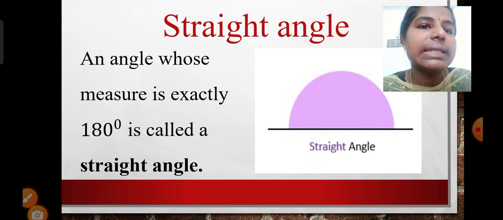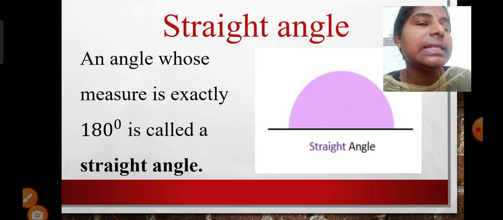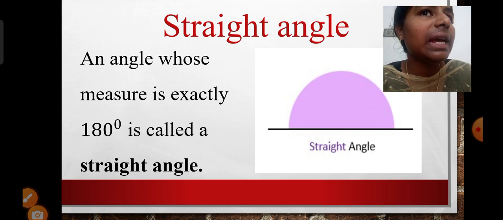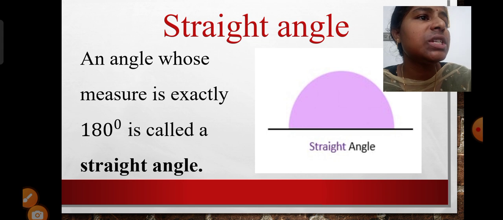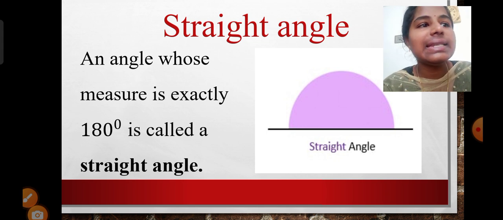So exactly 180 degrees. For example, take a stick. If you see only the stick, what is that? It will be straight. There will not be any curve. So it's in a straight manner. If you measure that, you will get 180 degrees. So that is the example of a straight angle.